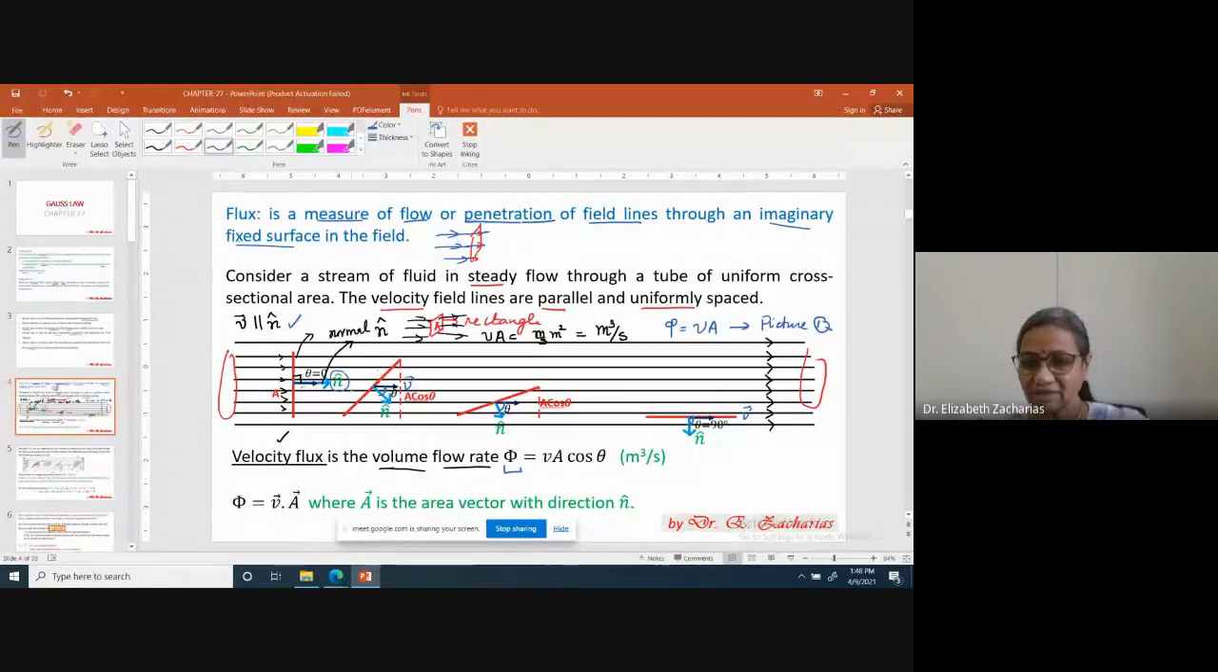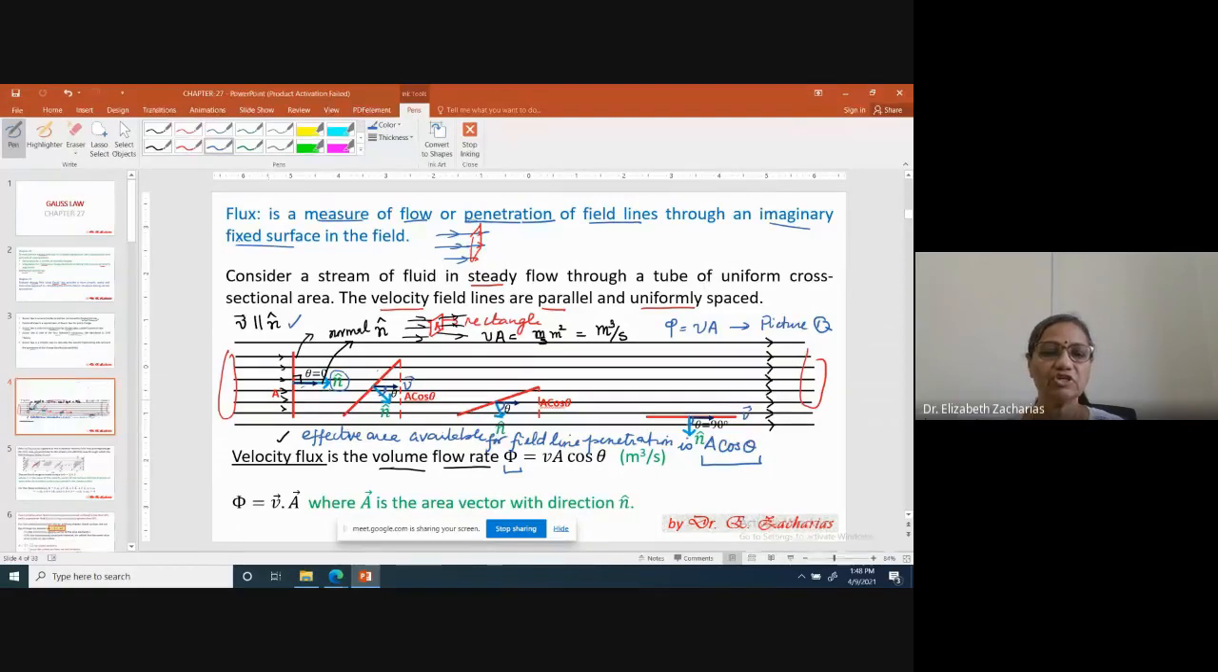Okay, so now mathematically, you can actually put together all these ideas and say that the effective area available for field line penetration is A cos theta. It is A cos theta.